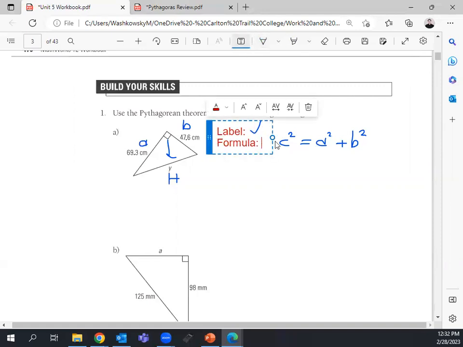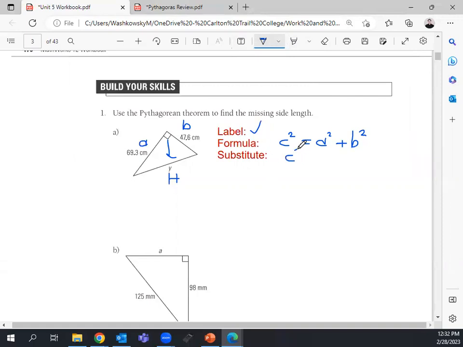The next step here is just to substitute the values in, right? I now know what my A, B, and C are. I know my C is unknown, so I'm going to leave that unknown. My A is 69.3, so I'm going to put that in there. It's 69.3 squared. Not a very good mouse, so. And I know my B is 47.6. I know it's very small, so I apologize.